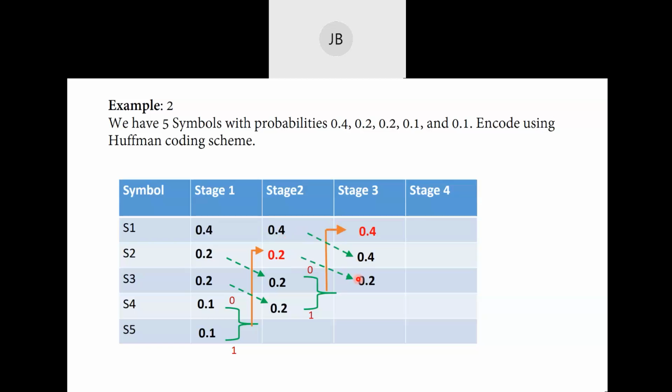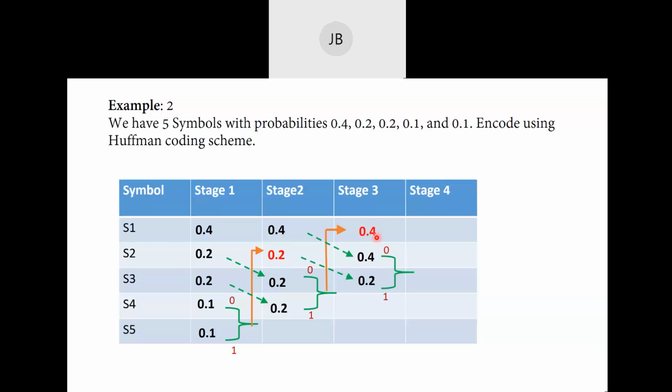Okay, then we'll continue this process here. We can combine these two having the lowest probabilities. Assign a 0, assign a 1 here. The newly generated value is 0.6. The older value here is 0.4.